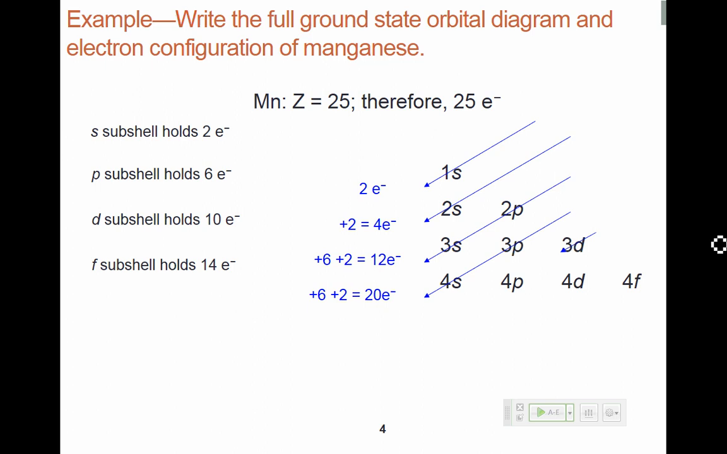So I am getting into that 3d, but that 3d won't be full because I only have 5 electrons to put in it. If I fully fill it, I'd have 30 electrons, and that's not correct. So I'm only going to have 5 electrons there.